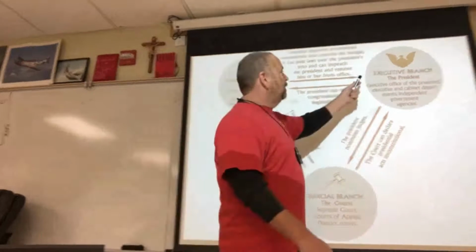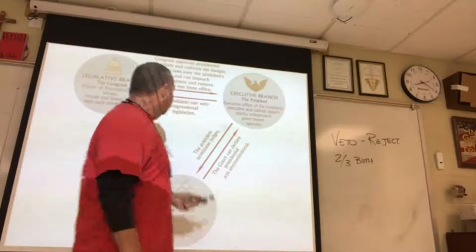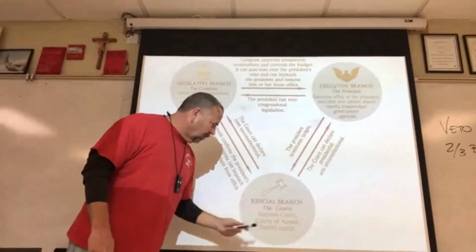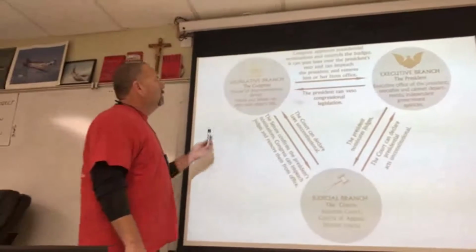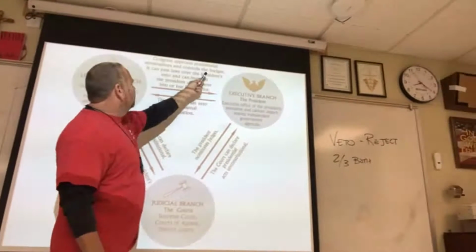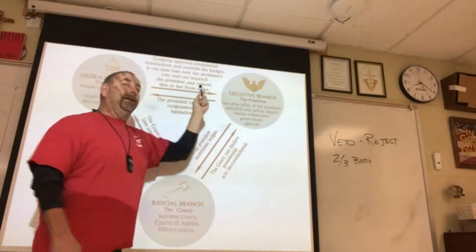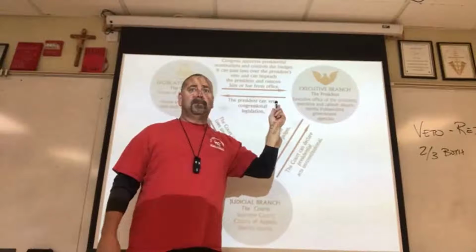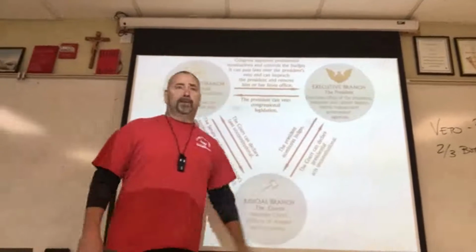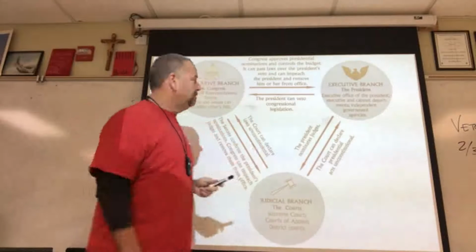Okay. You got the president, executive office of the president, cabinet, government agencies, courts, Supreme Court, appeals courts, district courts. Okay. So let's start here. Congress approves the presidential nominations, controls the budget. It can pass laws over the president's veto and impeach the president and remove him or her from office. Okay. President can veto legislation.